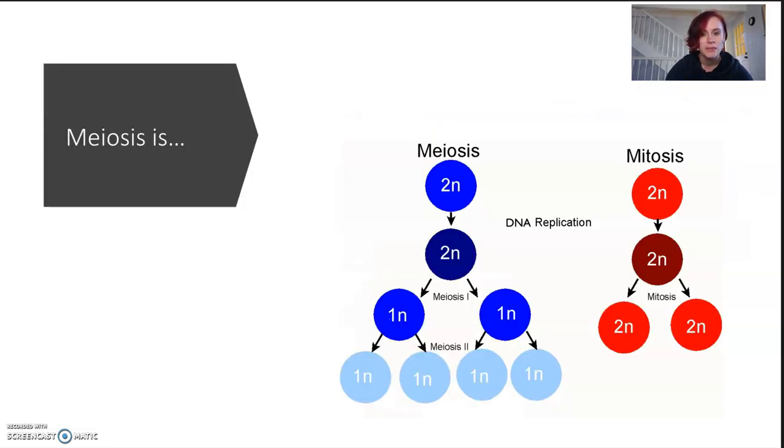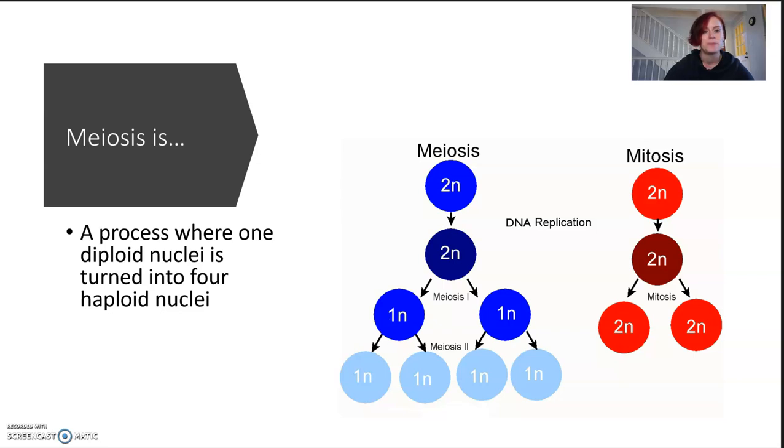Now, meiosis is a process where one diploid nucleus is turned into four haploid nuclei. Remembering that in diploid, we have two of each of the chromosomes, so two chromosome 1, two chromosome 2, etc. And in haploid, we only have one of them. Those haploid cells are gametes, okay? Gametes being the sperm and the egg, or the sex cells. And we know that the halving of the chromosome number is really important, to allow for fertilization to create a diploid cell when they are fertilized.